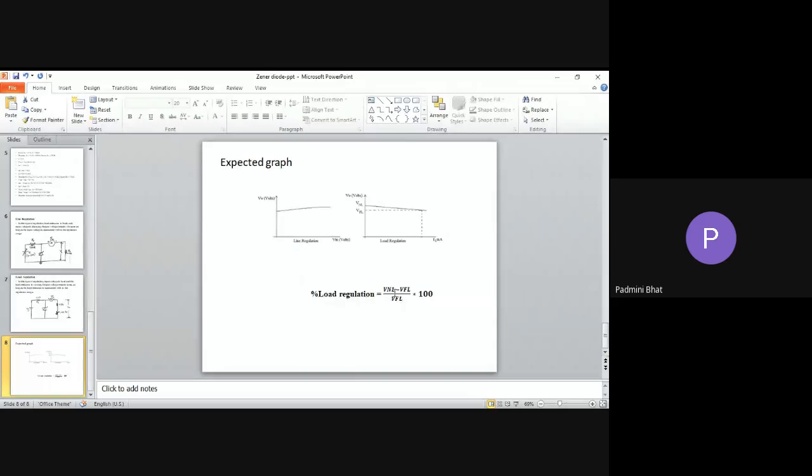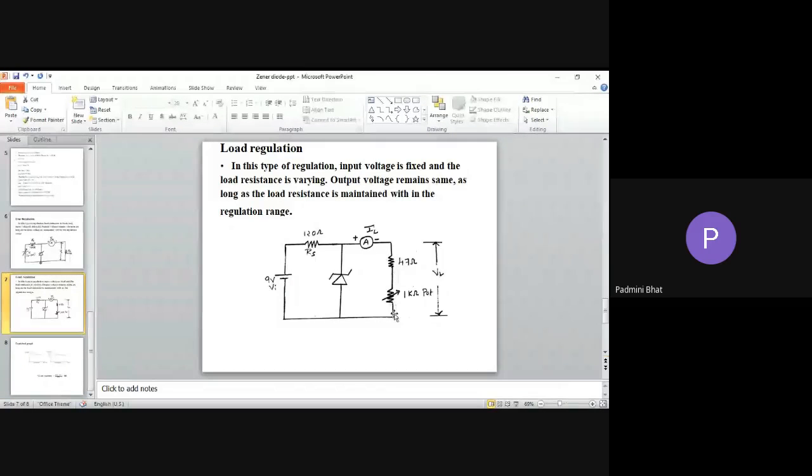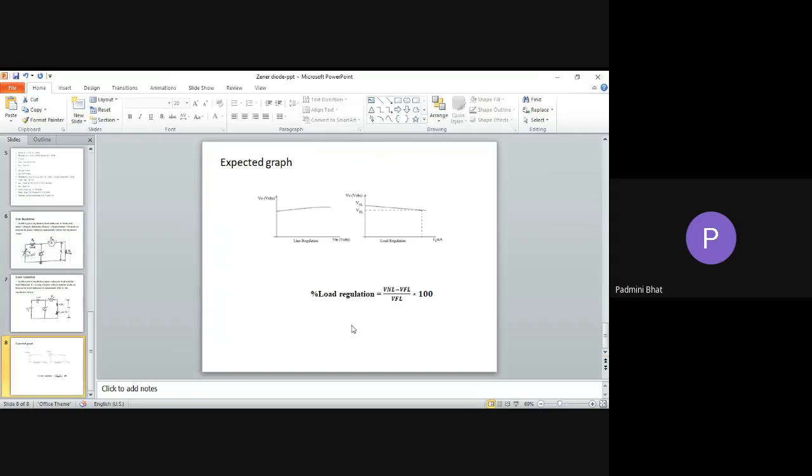Percentage of load regulation is equal to V no load minus V full load by V full load. What do you mean by no load? Remove these two, and connect this minus to here directly. Remove the 47 and 1K pot, and connect this directly here. For 9 volt, one value you will be getting, that is V no load. Full load is this only. So you will be getting the load regulation.